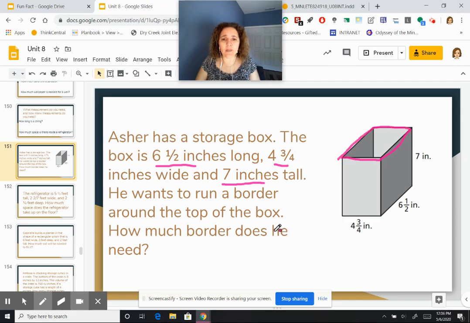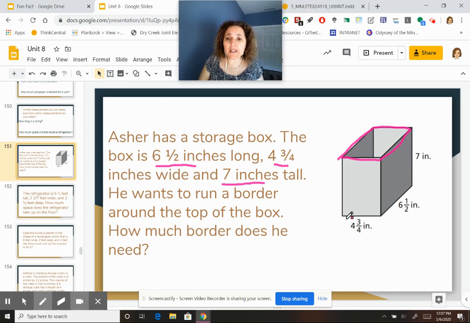So it's not asking me how much space or how much is taken up inside. That's volume. It's not asking me for that. He wants to run a border around the top of it. So just the border around the top. It's not asking me to fill all of it. That would be area. So it must be length, right? So how much runs around the top? So length, if I'm using length, what would I be looking for? Okay, if you said perimeter, you'd be correct. I'm looking for the perimeter, okay?